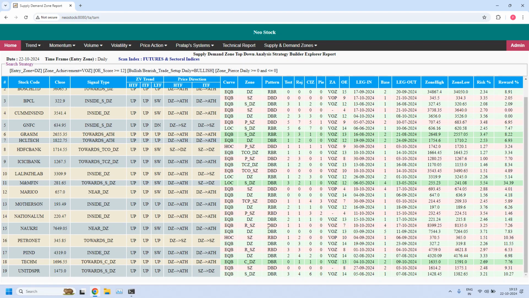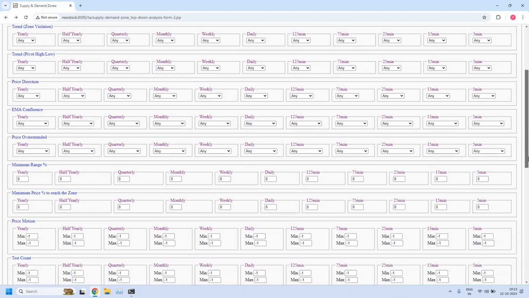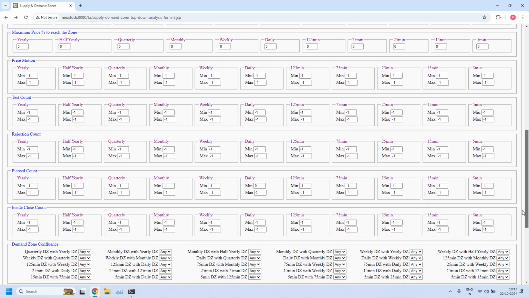Okay, now let us identify high probability demand zones from this list. For that, let us look for ITF confluence, that is a daily demand zone confluence with weekly demand zone. That means the daily demand zone should be overlapped with weekly demand zone. It is part of weekly demand zone. So I'm going back and going to set the parameter in the demand zone confluence. I'm enabling the filter daily demand zone with weekly demand zone confluence.